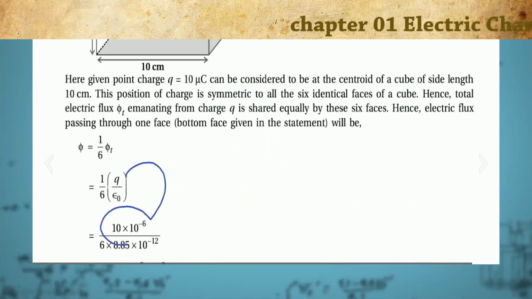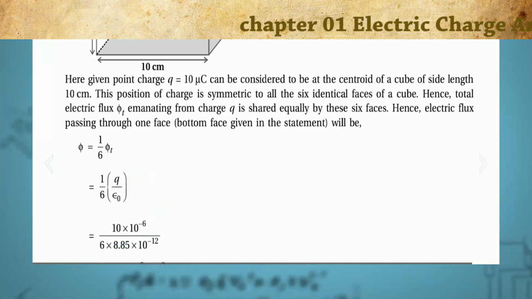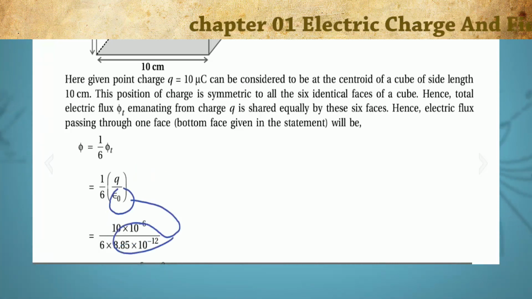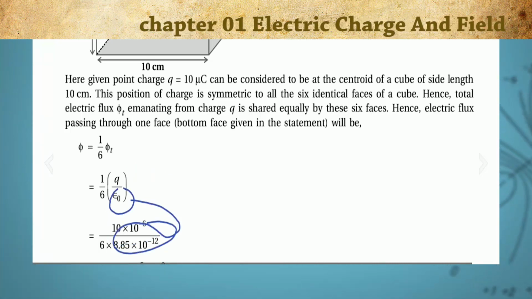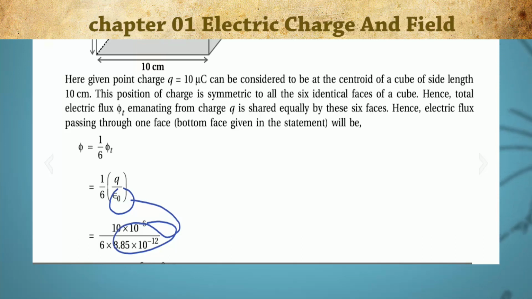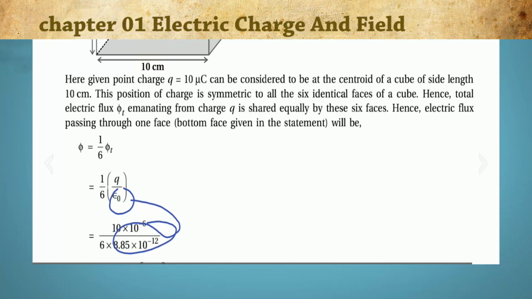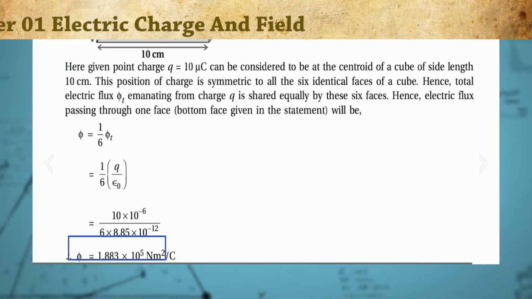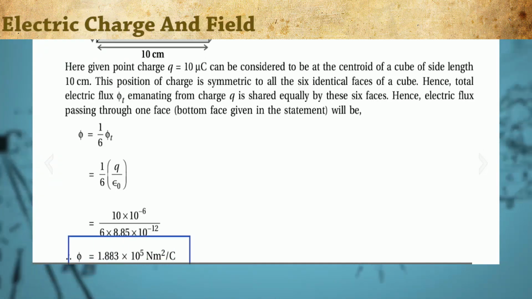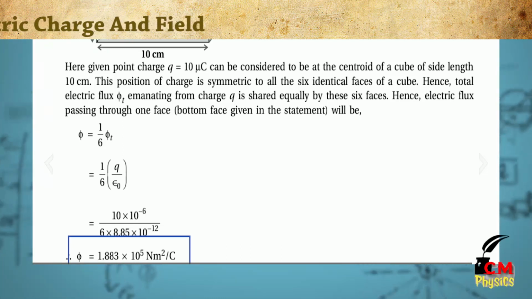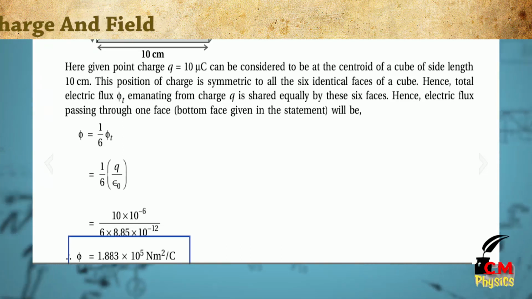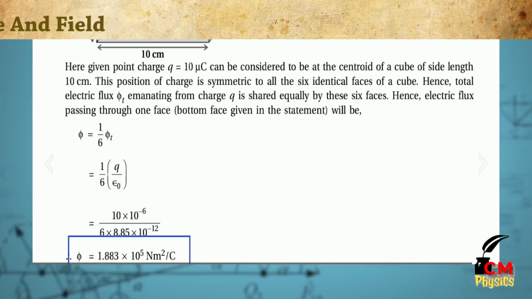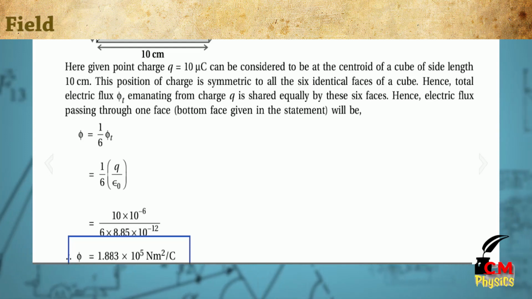The value of q is 10 microcoulomb, 10 into 10 raised to minus 6. The value of epsilon 0 you know very well, 8.85 into 10 raised to minus 12, and 6 within the formula. After putting the values, you get the answer. The flux related to a face, not the cube, phi is equal to 1.883 into 10 raised to 5 Newton meter square per coulomb.